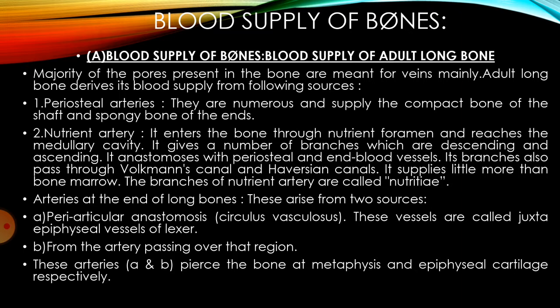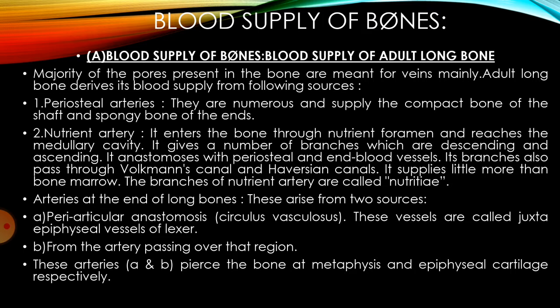Its branches also pass through the Volkmann's canal and Haversian canals. We discussed the Haversian canals yesterday. It supplies little more than the bone marrow. The branches of nutrient artery are called nutritia, because there is a nutrient foramen, and your bone is going to get its nutrients from the nutrient foramen. That's why we call these nutrient arteries nutritia.